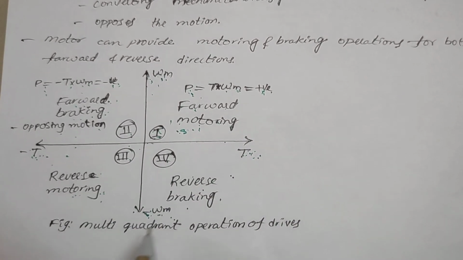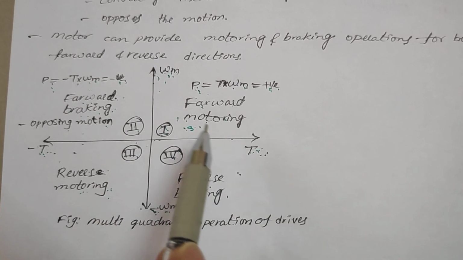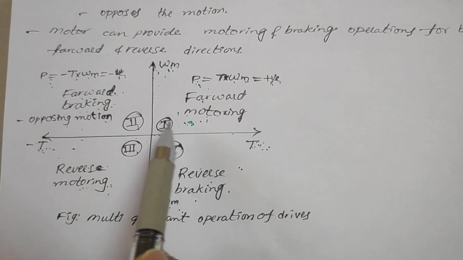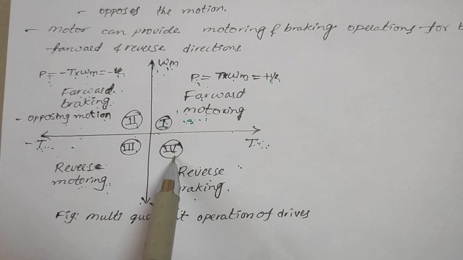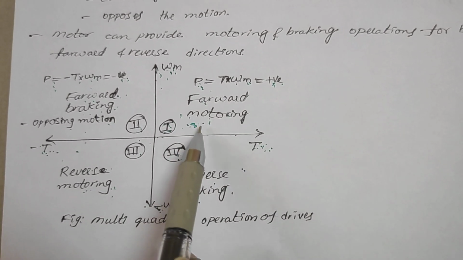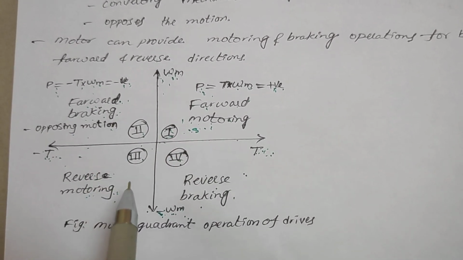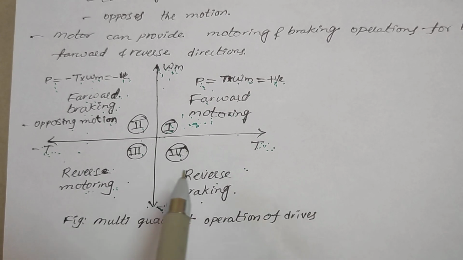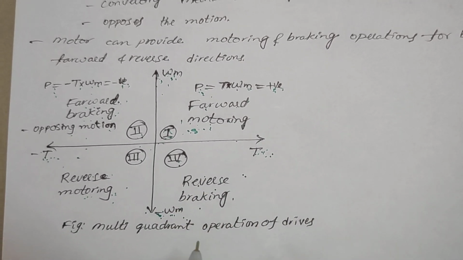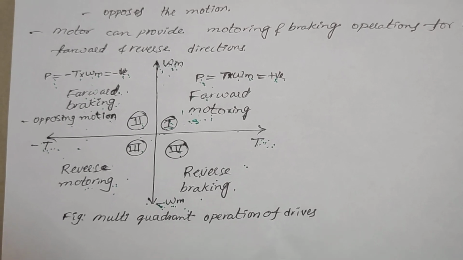So this is called the multi-quadrant operation of the drive. Multi-quadrant means more than one quadrant. We are getting first quadrant, second quadrant, third quadrant, fourth quadrant operation. The corresponding operations are called the forward motoring mode. From here we enter into the forward braking mode, reverse motoring mode, and reverse braking mode. Okay, this is all about the multi-quadrant operation of the drive. In the next session we will see an example. Thank you all.